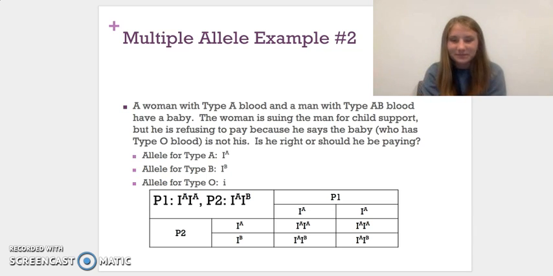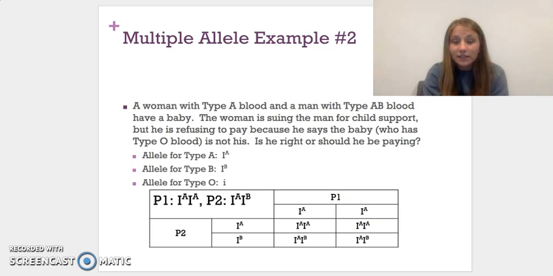All right, so here we go. Parent 1 is going to be the woman, and under her box, just for my own reasons, I chose that she was going to show the dominant allele for both of her alleles. So I put capital I superscript A for both of her alleles. And then for the father, it stated that he was type AB blood, so I put type A blood, capital I superscript A, and type B, capital I superscript B.